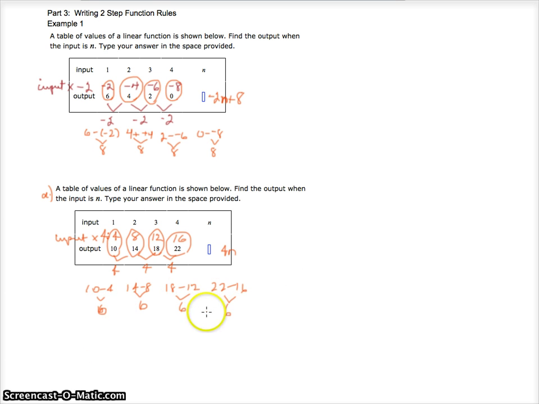Alright, so if my common difference between my output and the product is 6, it's going to tack on here plus 6. So my function rule is 4n plus 6. So anytime I plug something in, I get to multiply it by 4 and add 6.